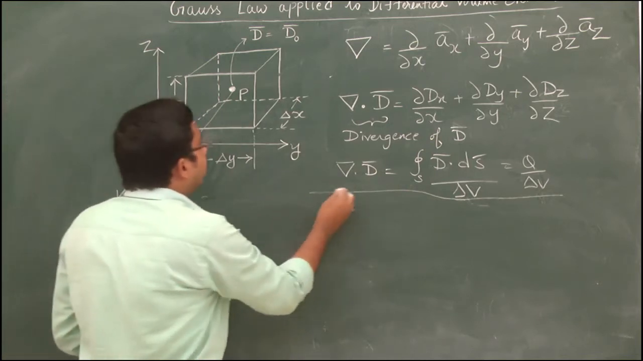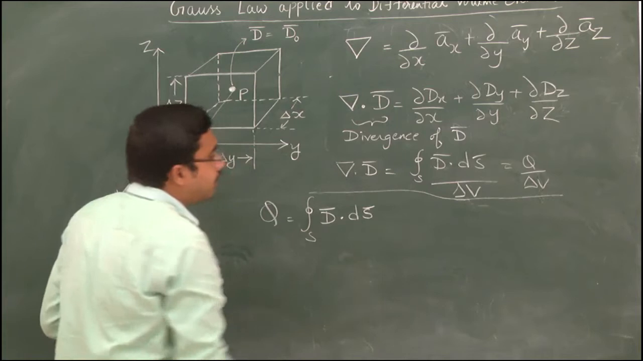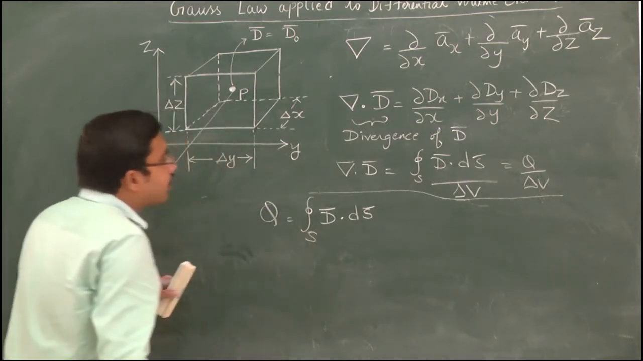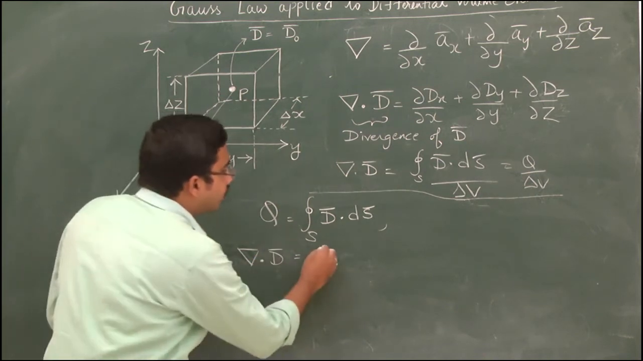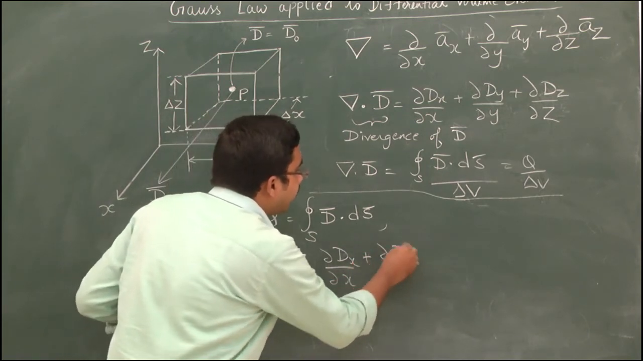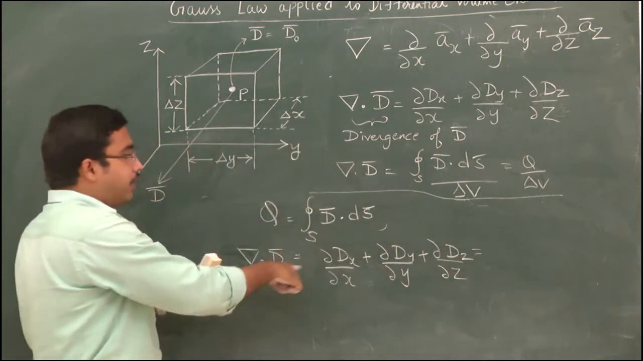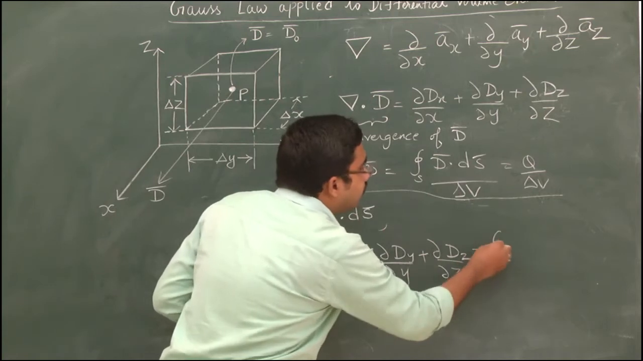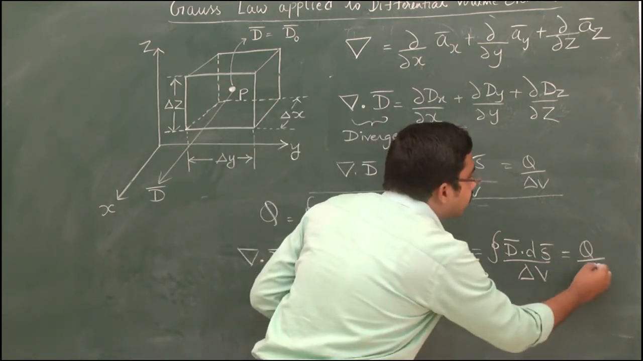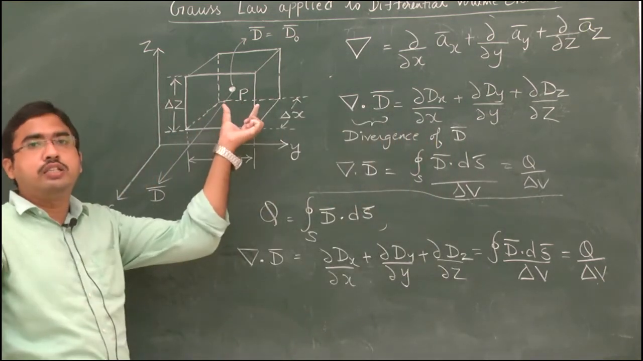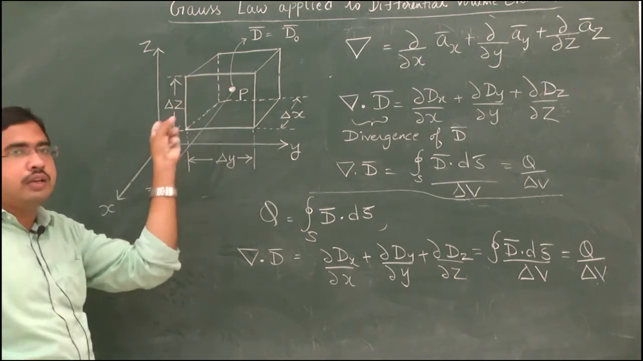So now we know that the integral form of Gauss law is Q equal to surface integral of D bar dot dS bar, and we already know that del dot D bar is equal to dou Dx by dou x plus dou Dy by dou y plus dou Dz by dou z, which is equal to the integral D bar dot dS bar by delta v, or that is also equal to Q by delta v. As I have said, this differential volume will not stay constant. This volume will always shrink to zero. That means again you will reach the point P only. This volume will slowly compress and it will become zero.